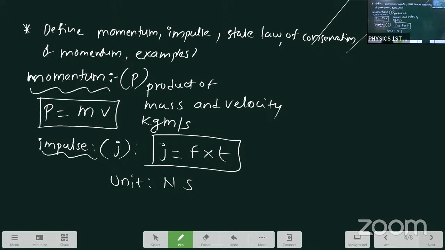Impulse is denoted with J. Don't write capital J, students. Don't write I also. Capital J is nothing but current density. Capital I is intensity, a concept that is coming later.